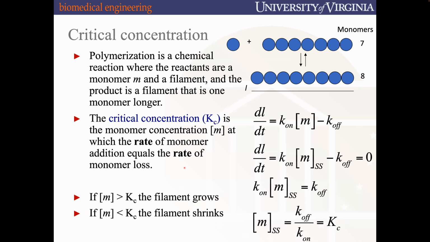Any other questions about this? Yeah, so the K on is the rate at which the monomer is being added. This is a rate constant, and the K off is the rate constant that determines the monomers coming off the filament chain.